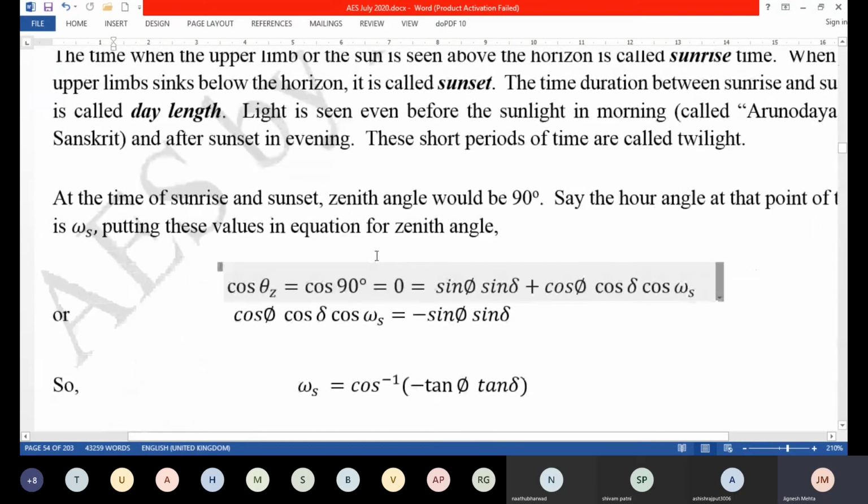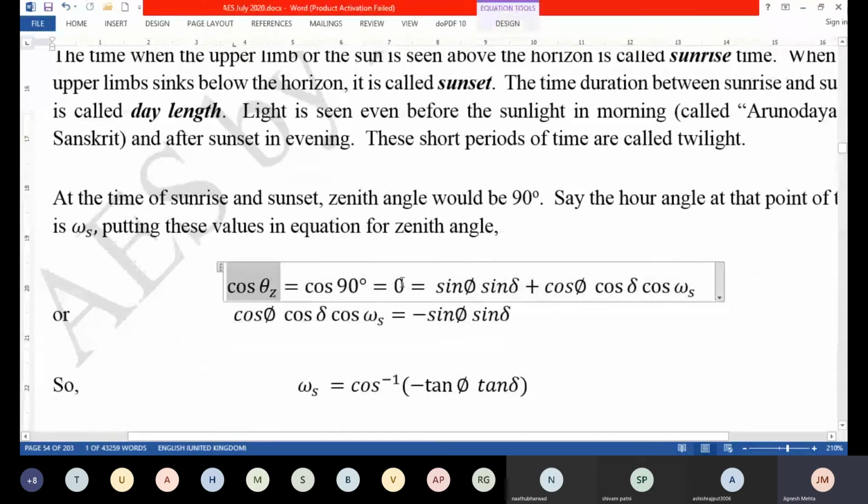So what I have written, we are talking about the zenith angle, and what is the formula for zenith angle? It's already derived: cos theta z equals sine phi sine delta plus cos phi cos delta cos omega. Omega is the hour angle, and I have put S here to indicate that it is the sunrise time, right? Now we know that this theta z is going to be equal to 90 degrees. Alpha is equal to 0, theta z is equal to 90 degrees at the time of sunrise. So I put cos 90, which is nothing but 0.